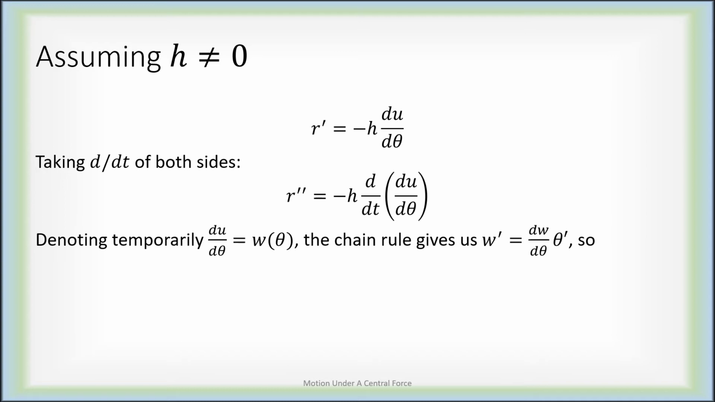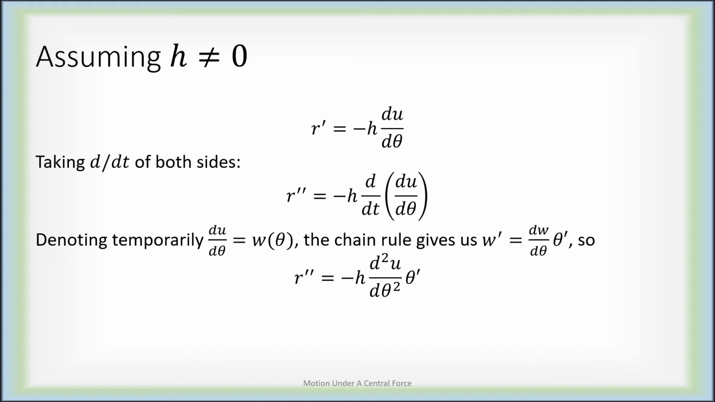Temporarily, let's just call du d theta to be w of theta. This makes it a little more convenient because now the chain rule says dw dt is dw d theta dt. In other words, w prime is dw d theta times theta prime. So r double prime is negative h, this right here, dw d theta, since w was du d theta, is the second derivative of u against theta, but I did get this theta prime showing up.